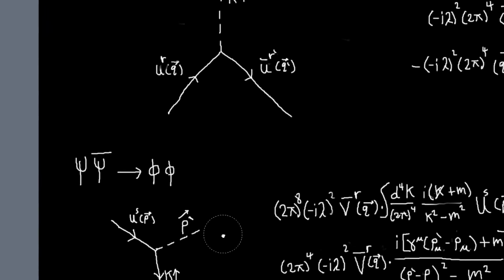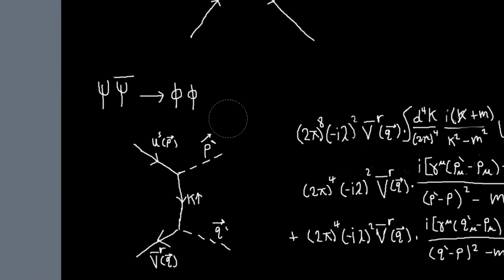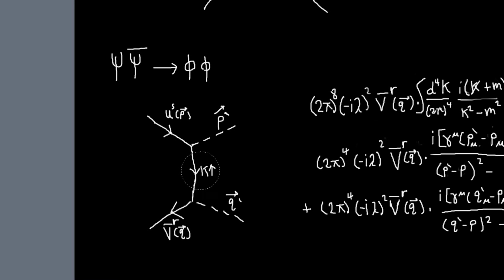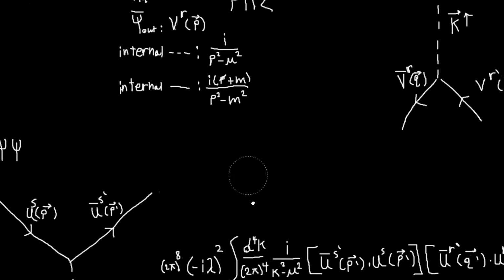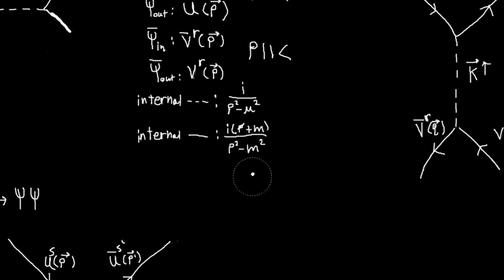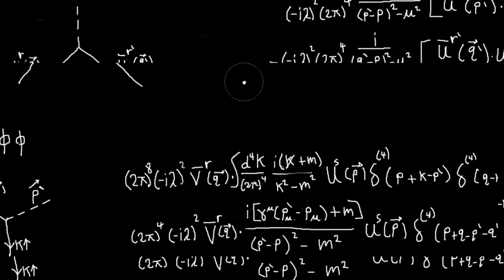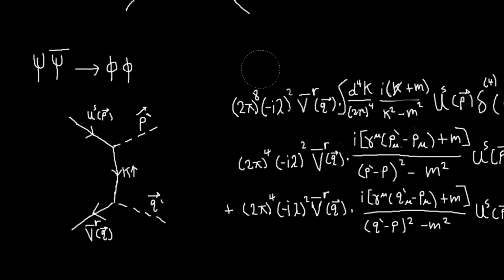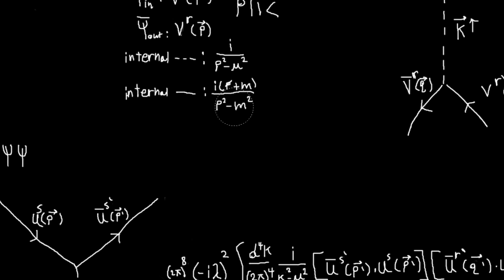So from this, I can apply my rules, only this time it's a little different because I have an internal leg that is a solid line. So I'll have to use the other propagator, the Dirac propagator. And another subtlety is the Dirac-Feynman propagator is an operator. So it has this p slash in it, plus m. So this is a matrix that will act on a spinor.